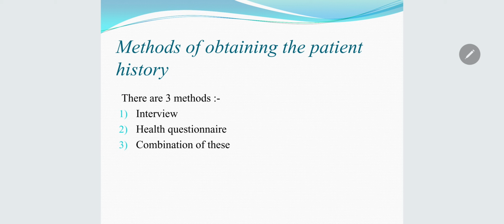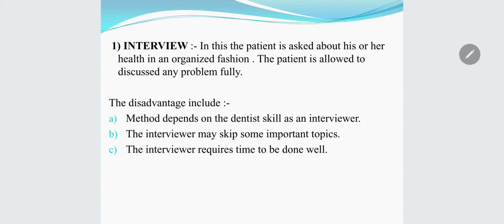So we have seen that case history is nothing but obtaining all the information from the patient. So how can we obtain the patient information? There are three methods. The first one is the interview method, then the health questionnaire, and a combination of these types. Coming to what is an interview of the patient: an interview is nothing but we ask the patient all the questions regarding his health in an organized fashion. What are the disadvantages of this?